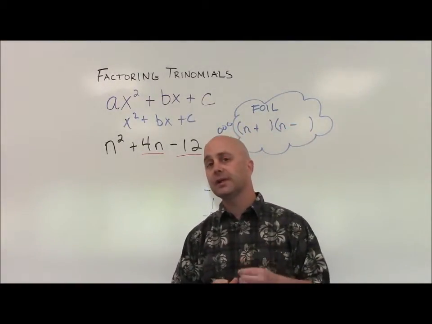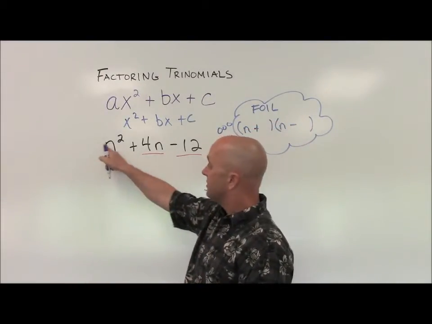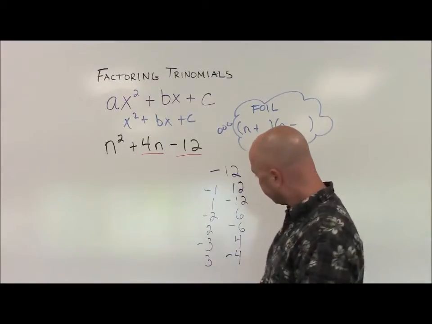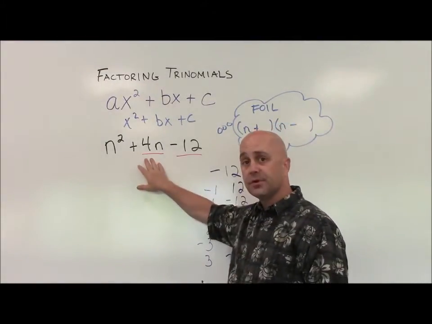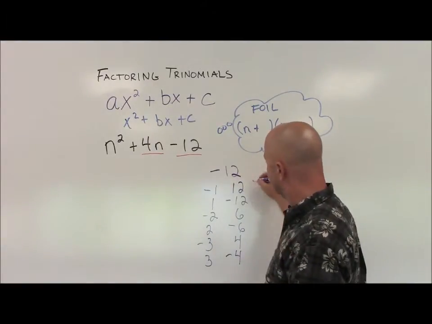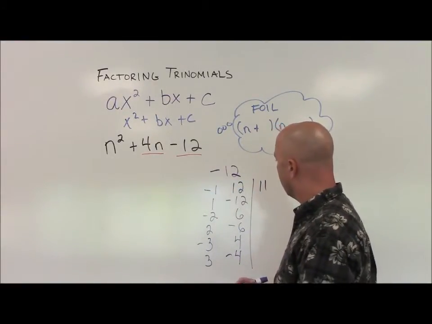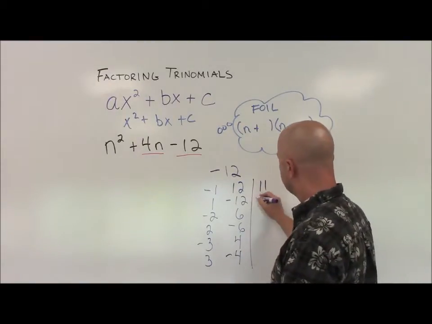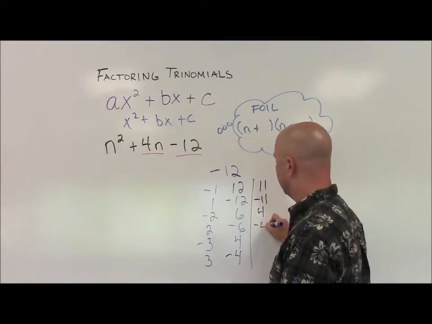And when I look through my list, once I've found all the possible factors of the a term times the c term, I want to find ones that add to the middle term. So I look at these ones, the sum would be 11. Negative 1 plus 12 is 11. This one would be negative 11. This would be a positive 4. This would be a negative 4.